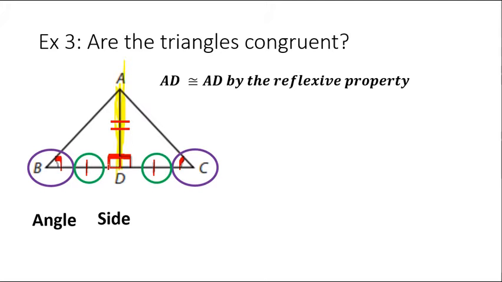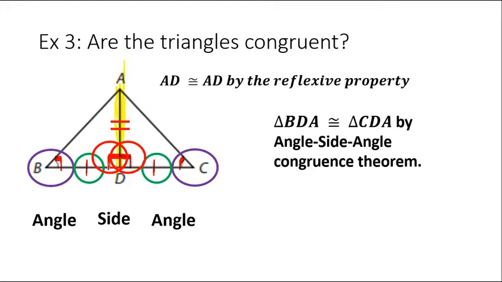And now angle D for both triangles is 90 degrees. So that's another angle. So we have the angle side angle theorem here. So we would say triangle BDA is congruent to CDA by the angle side angle congruence theorem.